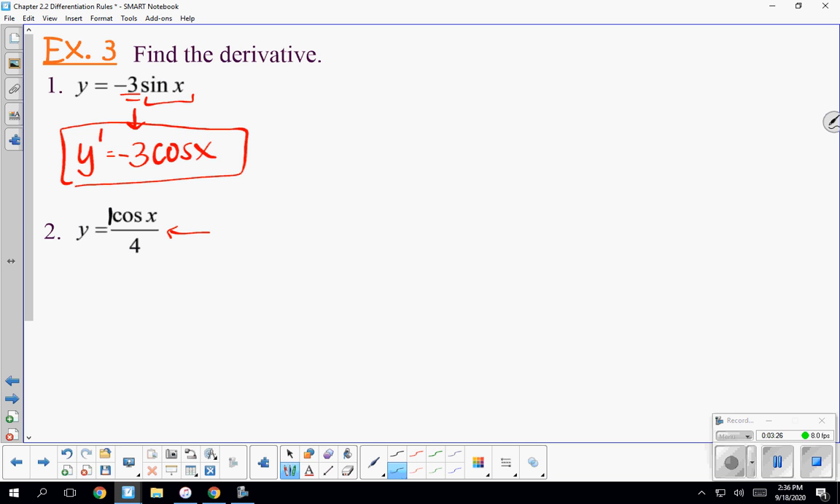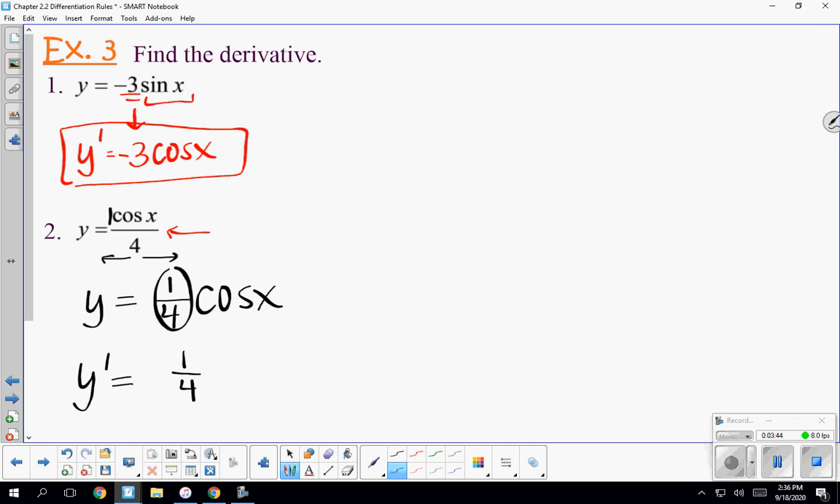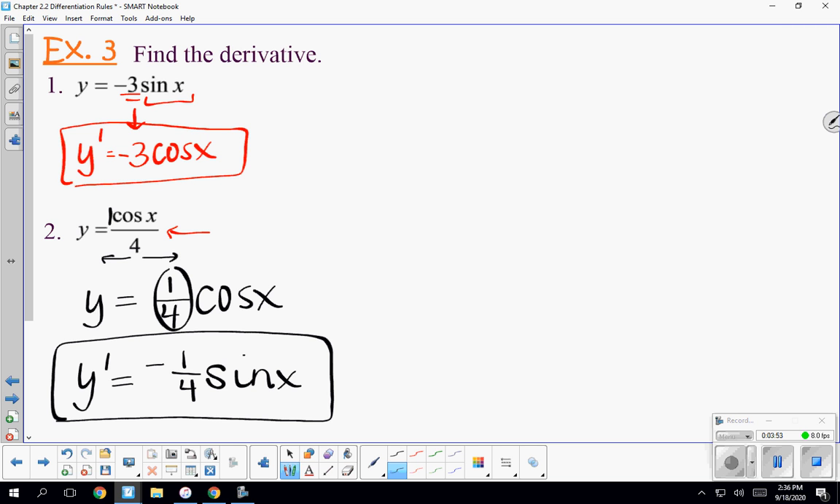So we're going to separate this fraction into 1/4 times the cosine of x. All I'm doing is taking the fraction out front and putting the cosine to the right of it. Now we can take the derivative. The 1/4 is a coefficient, so it's going to drop. The derivative of cosine is negative sine, so we need to make sure we have that negative way out in the front, so it doesn't look like 1/4 minus sine.